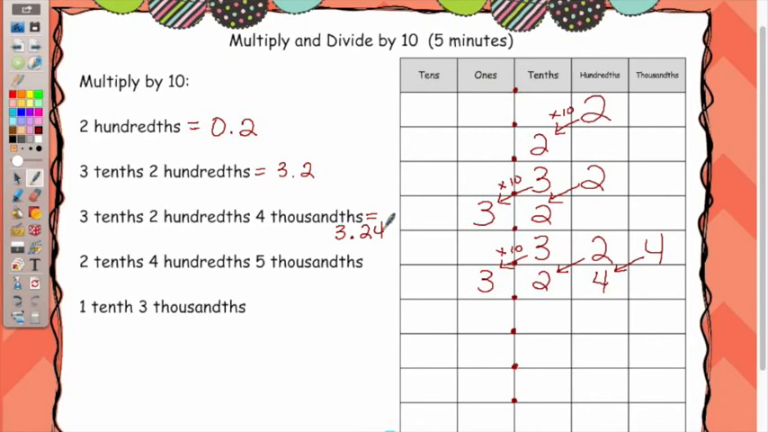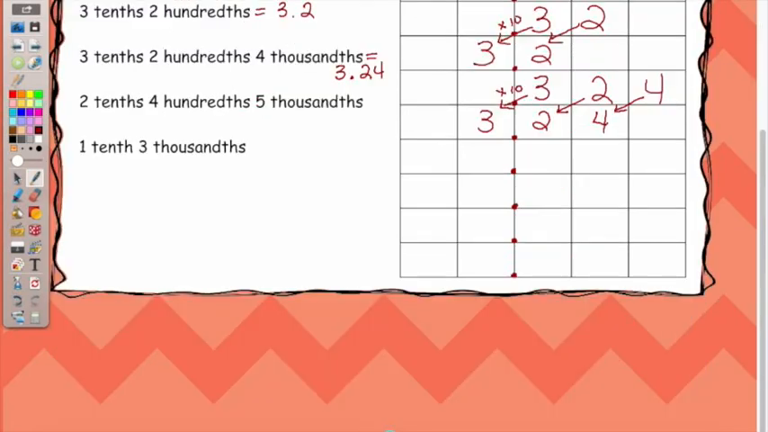Alexa, 3 and 24. You're close. 3 and... class, 3 and 24 hundredths. You just forgot one word. Very good. So let's keep going. I've got 2/10, 4 hundredths. Do this one by yourself. 2/10, 4 hundredths, 5 thousandths.